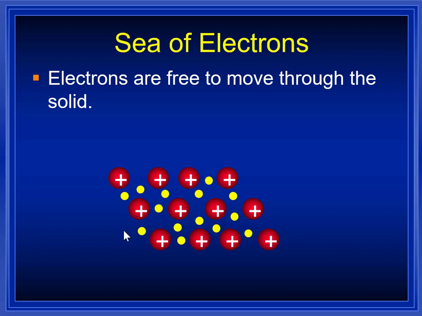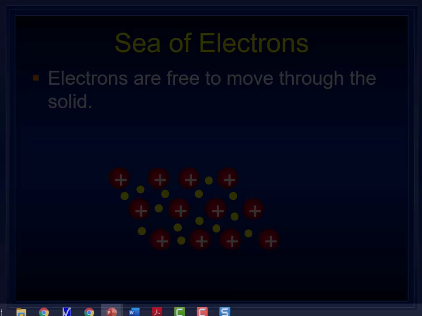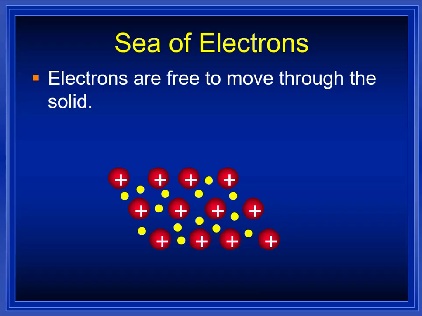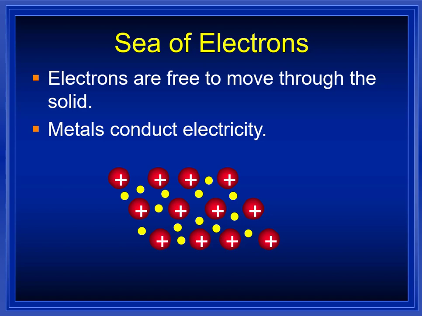Okay, so there's our picture of what a metal looks like. So it says that the electrons are free to move. Well, electrons are charged pieces. Charged pieces that can move. That's why metals conduct electricity. Metals conduct electricity because the charged pieces can move. The electrons, charged pieces, can move.